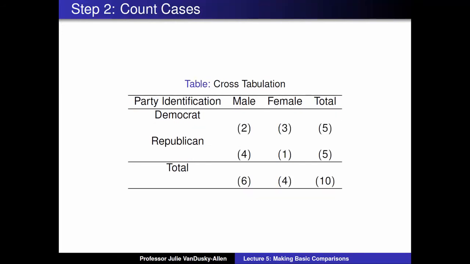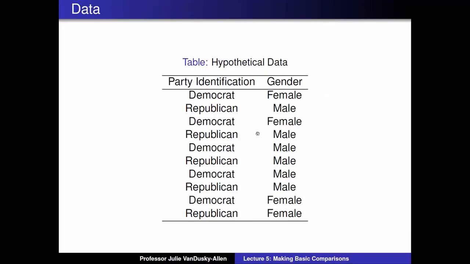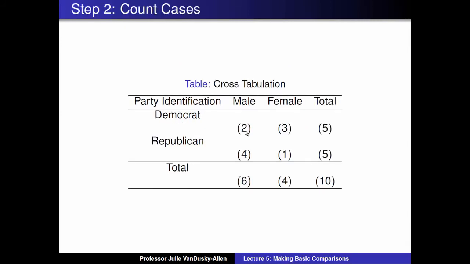After we set up our cross-tabulation table, we have to count how many cases from our dataset fit the criteria for each cell. So for example, in this first cell here, we have male Democrats. We would go to our dataset and look for how many cases fit this criteria. As you can see, there were 2 male Democrats. Hence, in the male Democrat cell, I wrote the number 2 in parentheses.